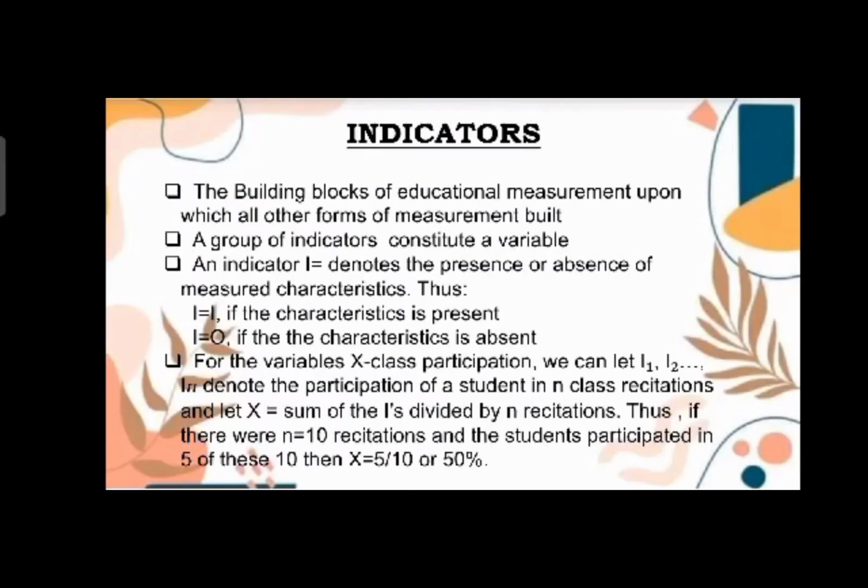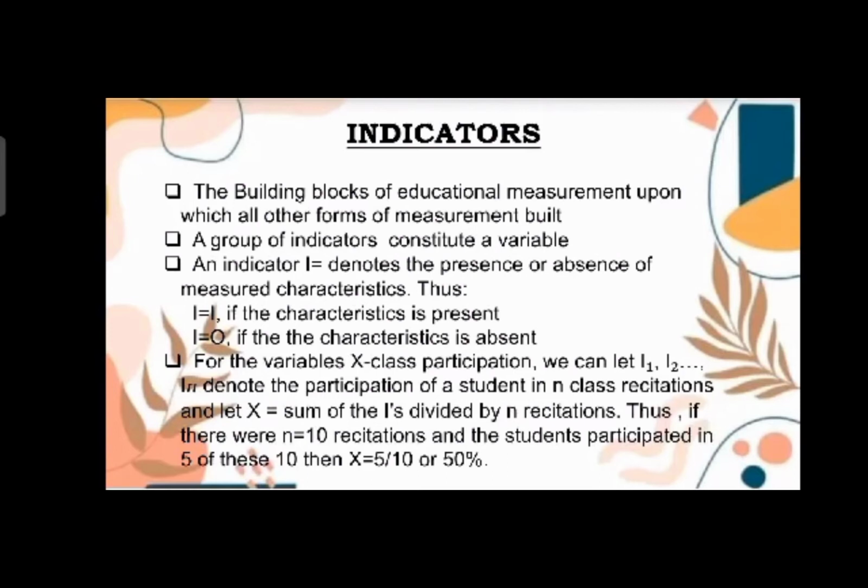So first, indicators. It is the building block of educational measurement upon which all other forms of measurement build. A group of indicators constitute a variable. An indicator denotes the presence or absence of measured characteristics. So, if the characteristic is present or if the characteristic is absent.